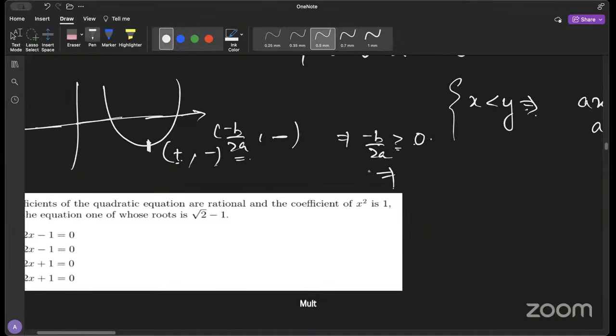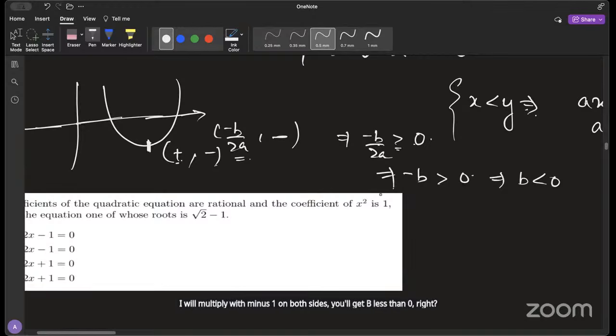Multiply with 2a on both sides. So you'll get minus b here and 0 here. So minus b is greater than 0. Now you'll multiply with minus 1 on both sides. You'll get b less than 0, right? That's it.